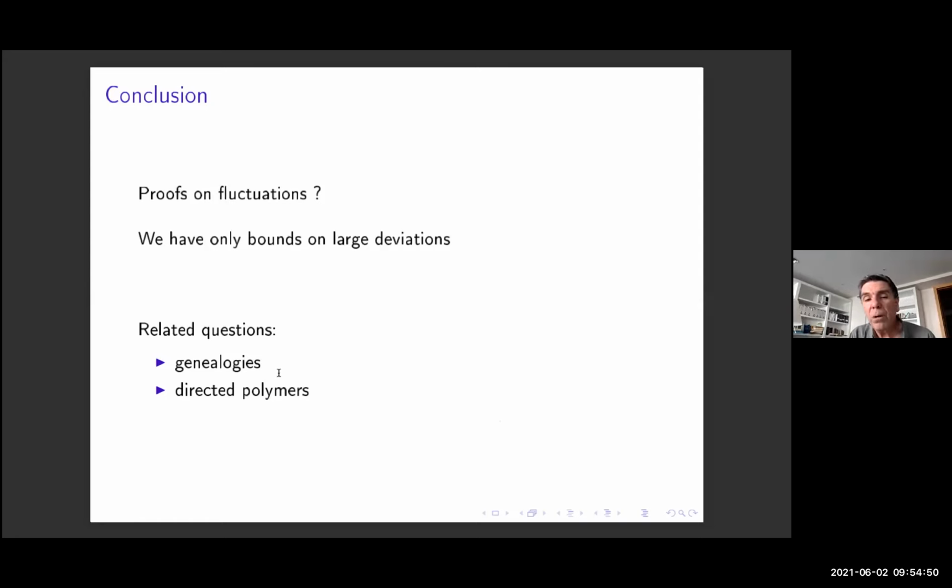And there are a number of related problems which I did not mention, which have to do with genealogies and in fact, directed polymers, because my first interest for this kind of problem comes back to 30 years ago, when I was interested in the problem of directed polymers in a random medium, but in high dimension. And this problem is very related to that. So thank you for your attention.